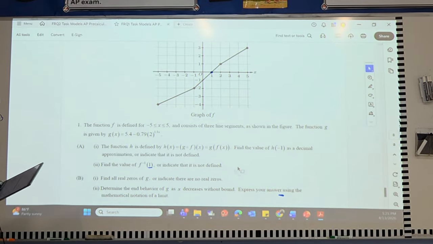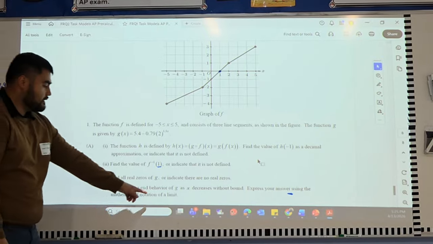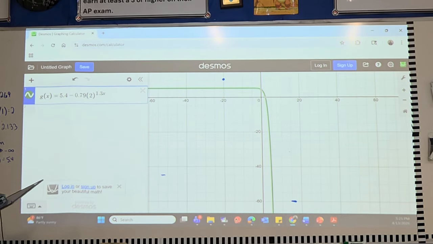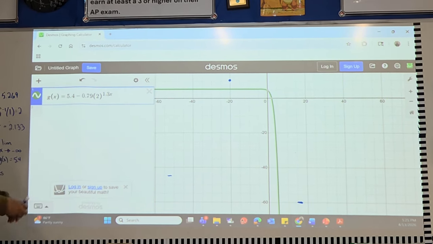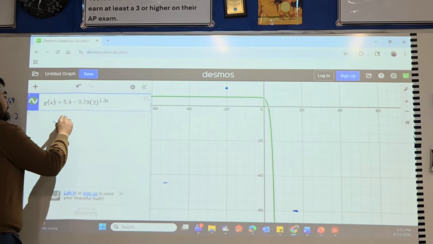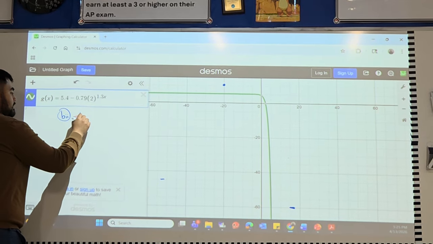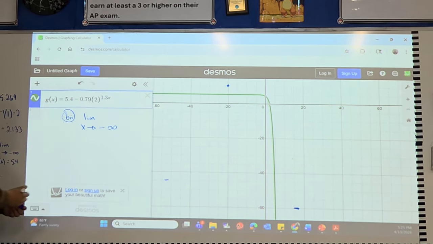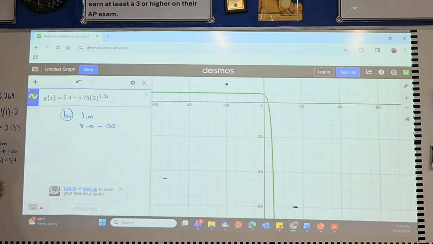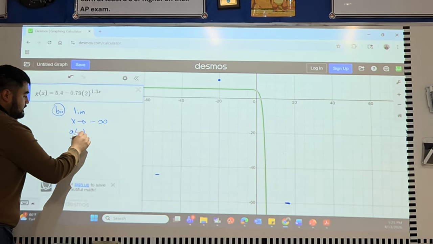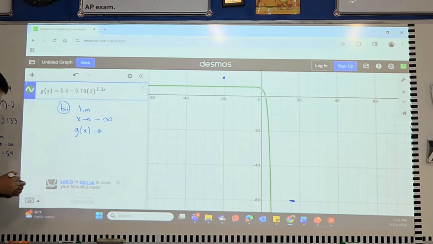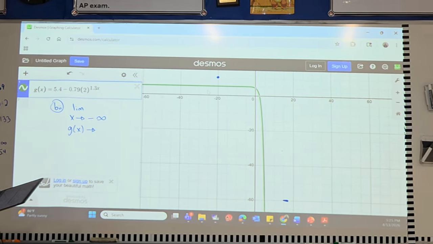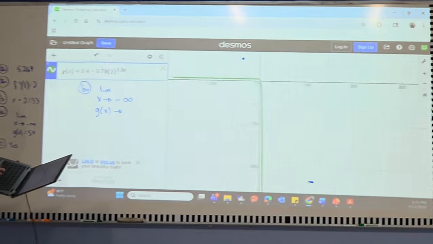What about B2? What is B2 asking for? Determine the end behavior of g of x as x is decreasing without bound. So going back over here, for B2, I'm gonna have my limit as x approaches -infinity, right? What's happening to g of x? For starters, just by looking at it, it's constant. There's an asymptote somewhere in here.